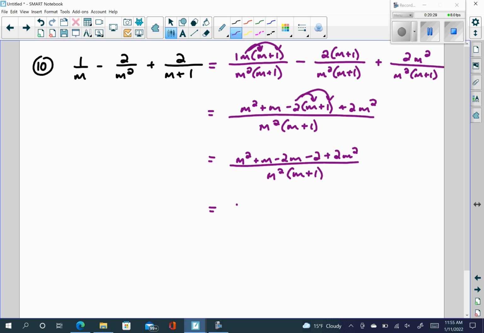Let's combine our like terms. 2m squared plus m squared is 3m squared. M minus 2m is a minus m. And then we have our minus 2.